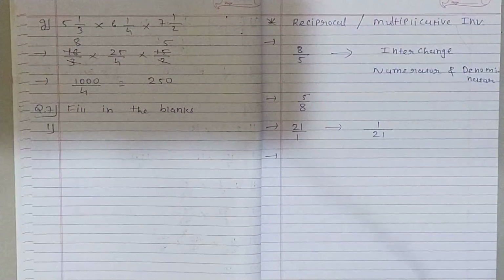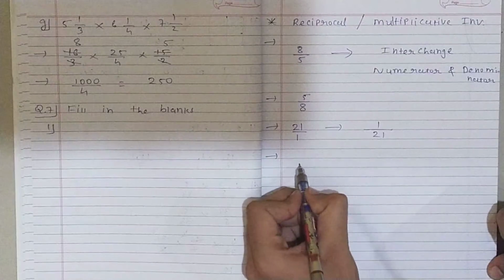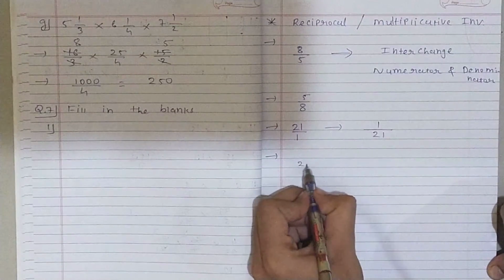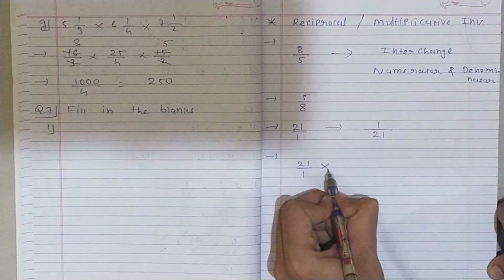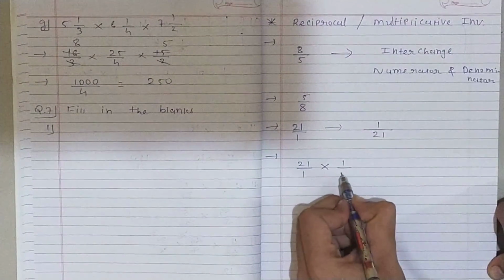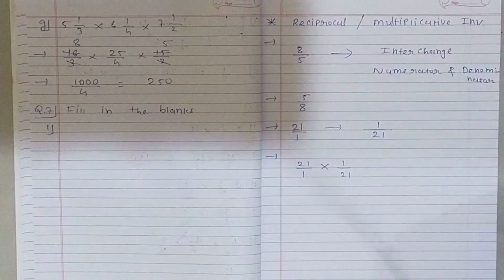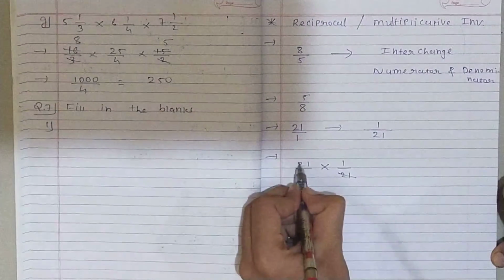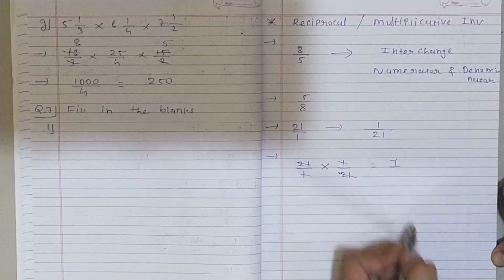Now if you observe, suppose we continue with this example only: 21 upon 1. If we multiply that number with the reciprocal of that number, that is 21 upon 1 times 1 upon 21, they cancel each other, and then the answer is always 1.